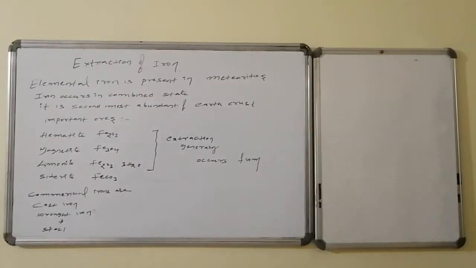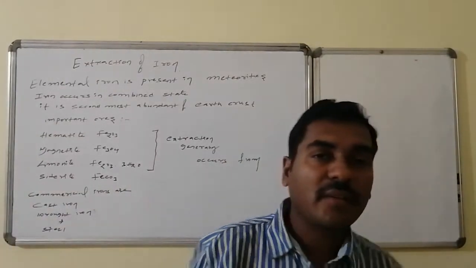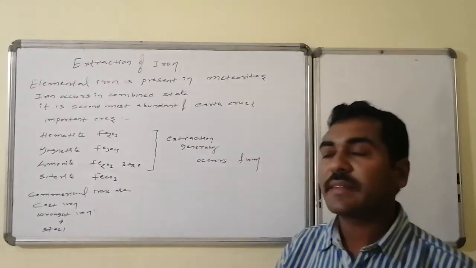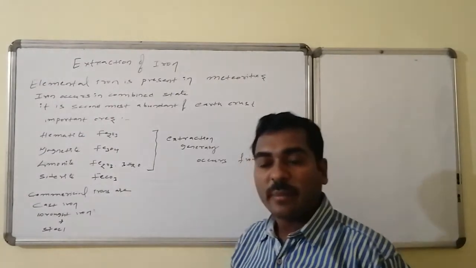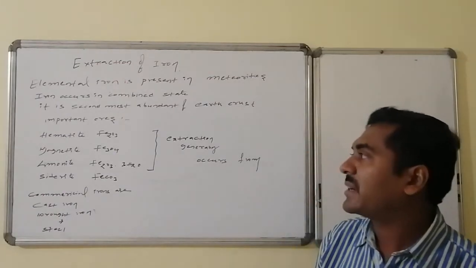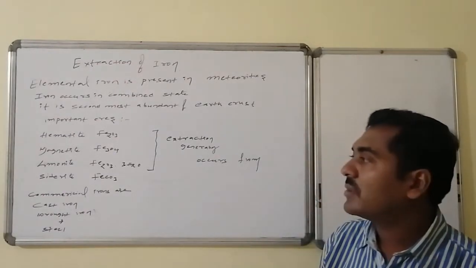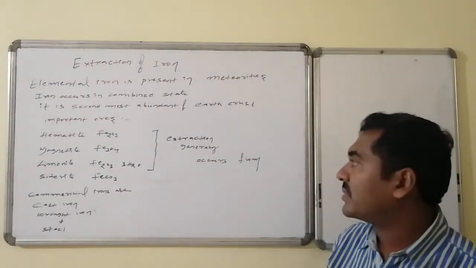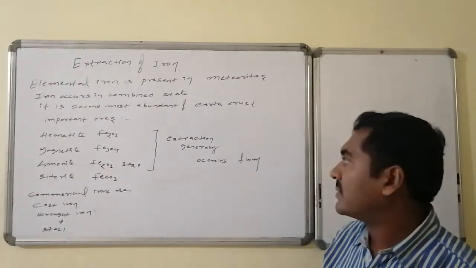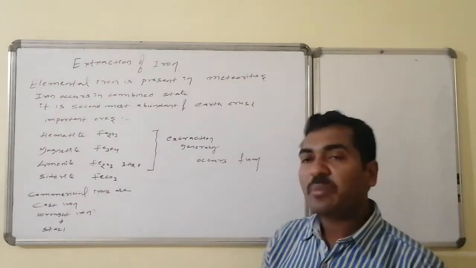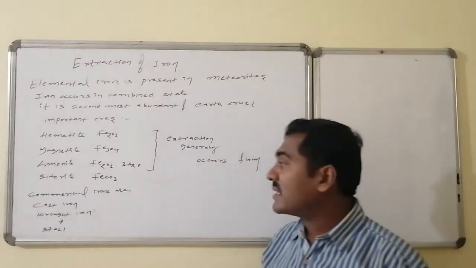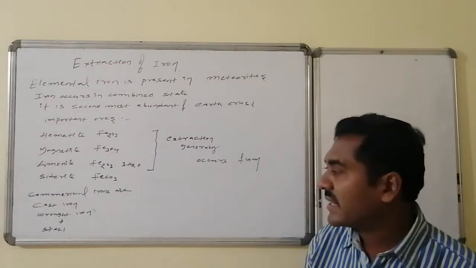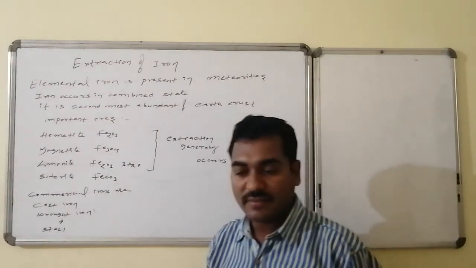Extraction of iron. Elemental iron is present in meteorites, whereas iron otherwise occurs in the combined state, and it is the second most abundant metal in the earth's crust. Iron generally appears in the form of ores such as hematite Fe2O3, magnetite Fe3O4, limonite Fe2O3·3H2O, and siderite, which is a carbonate ore, ferrous carbonate. Majorly, iron is extracted from ores like hematite, magnetite as well as limonite, whereas commercial iron available in the market is cast iron, wrought iron, as well as steel, another variety of iron.